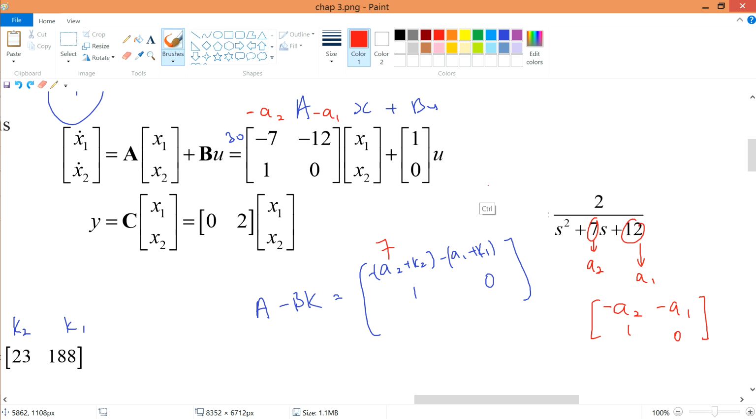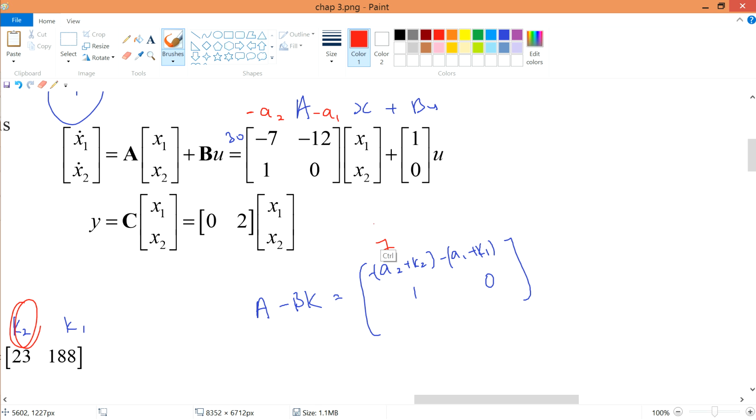So therefore now I will need to rewrite things in terms of A1 and A2 also, right? So my A2 over here is 7. My K2 over here we have proved to you is 23. So therefore plus 23. So this whole thing is minus, so 7 plus 23 is 30, so we have minus 30. Okay, so therefore I can simply write minus 30 over here. And then A1, what is A1? A1 is 12, because the canonical form for the open loop is minus A1, so A1 is simply 12, so minus A1 is minus 12.